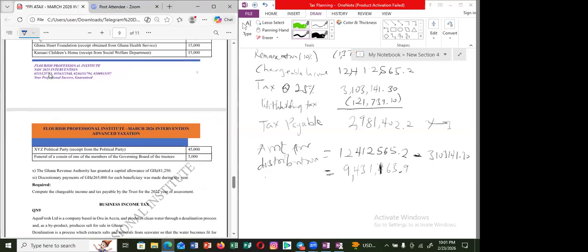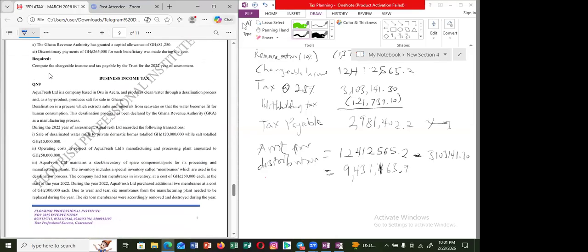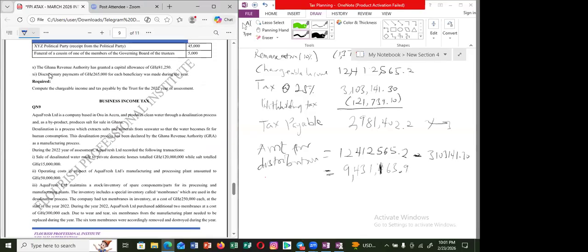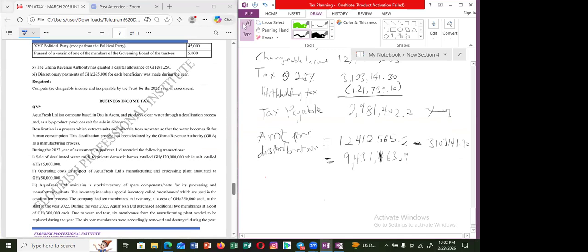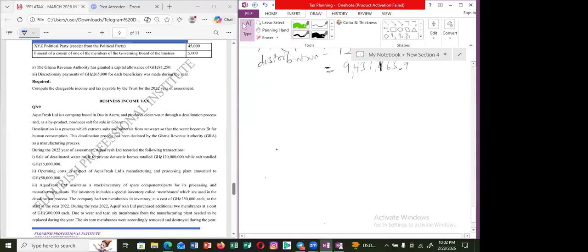And then business income tax. We are supposed to do this, but honestly, what I'm going to do is give a summary of business income tax because we've done tons and tons of it. I'll just give a synopsis of what it is about, and then I think we'll call it a night. I think that would be fair, right? Any question before I start? Any issue?